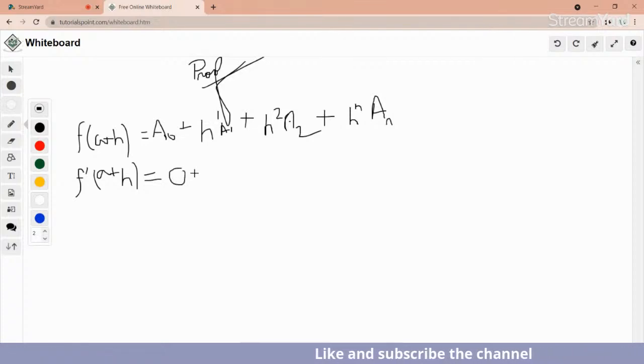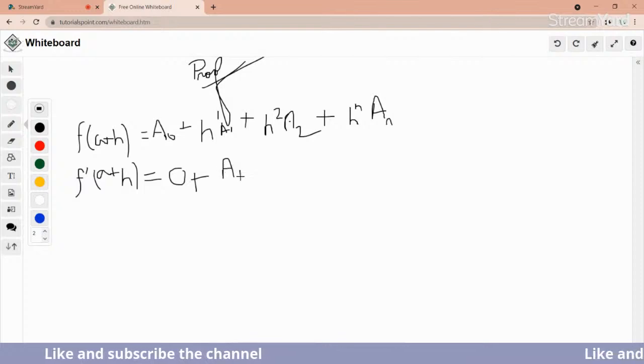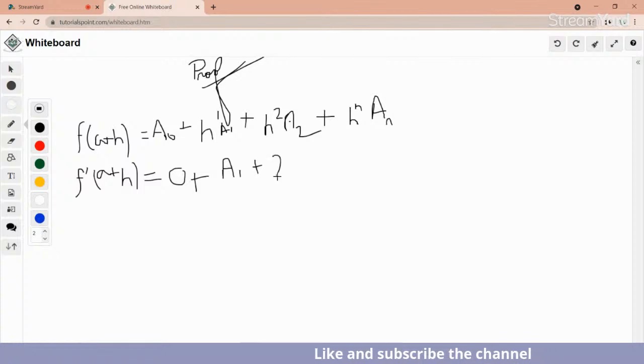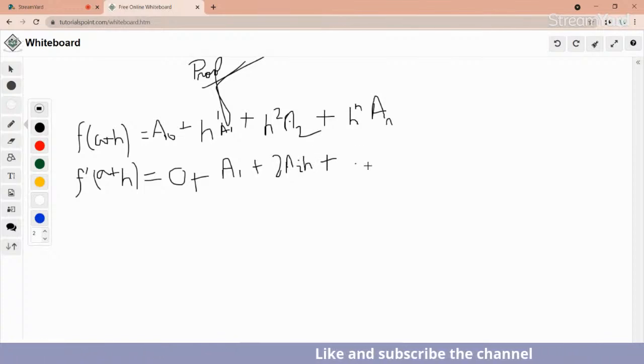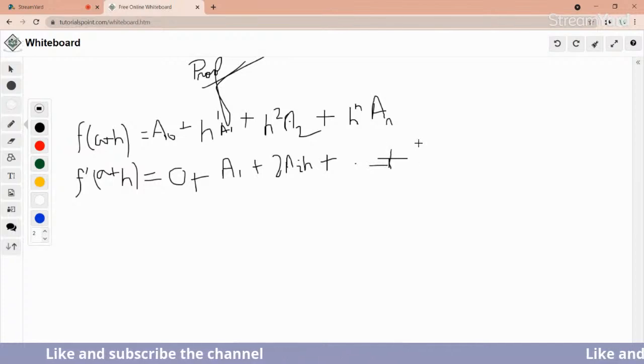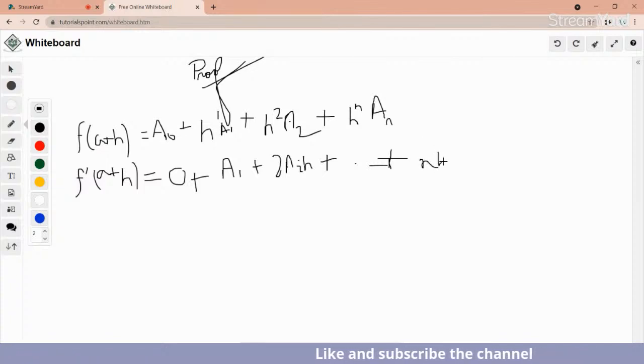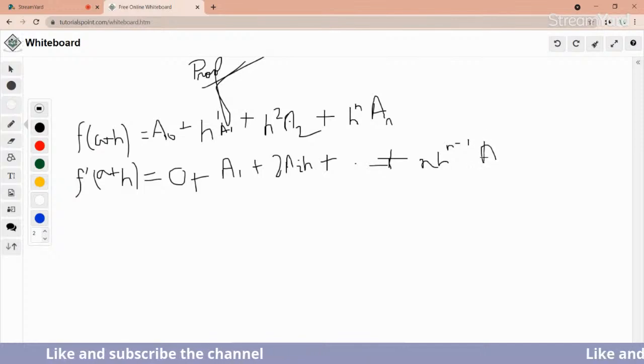So what will it be? A0 is a constant, so it will be 0. Then a1, the differentiation of h will be 1. Then 2h a2, and this will go on and on up to the differentiation of h n, which is n h n minus 1 a n.